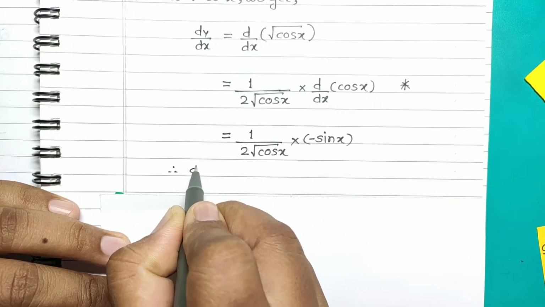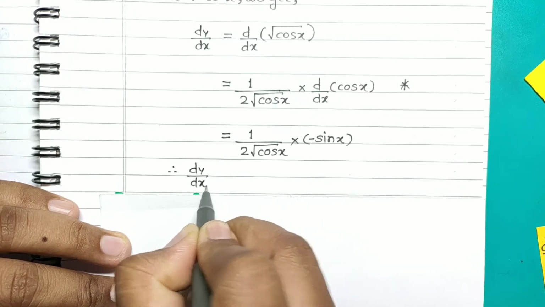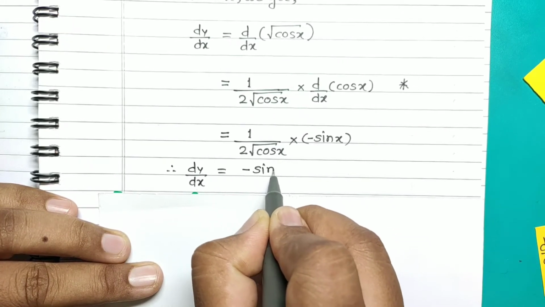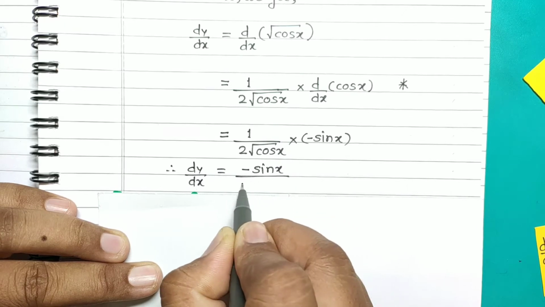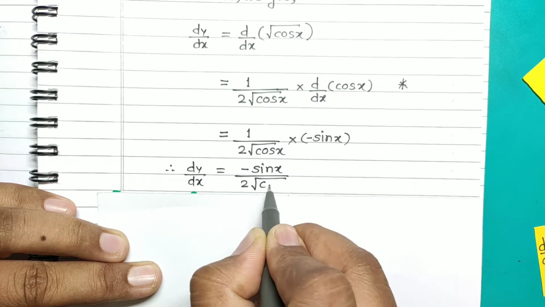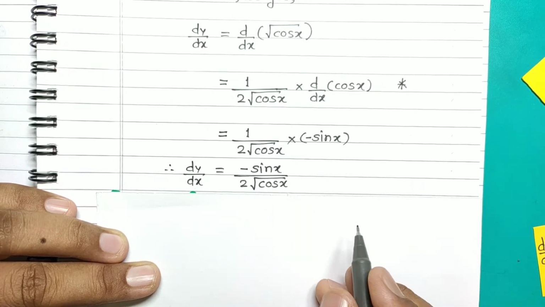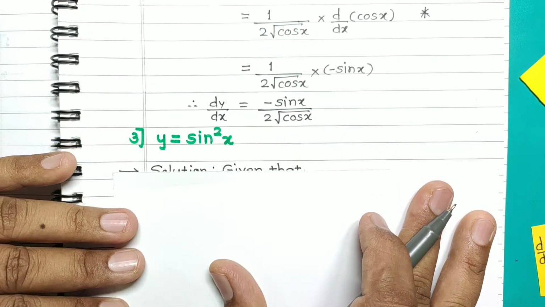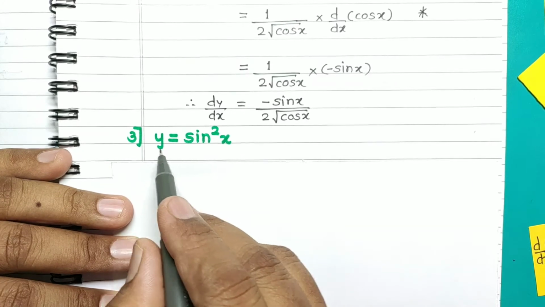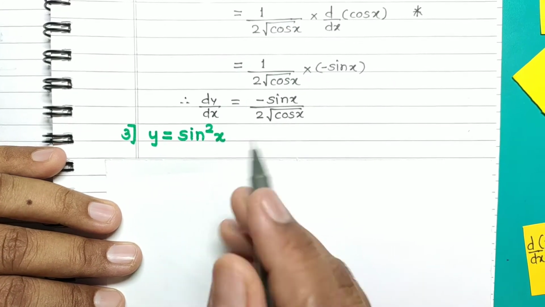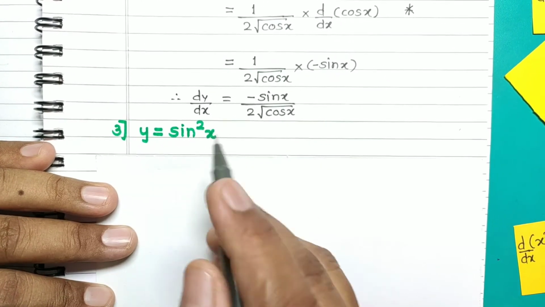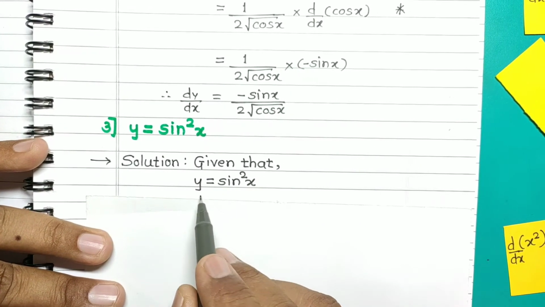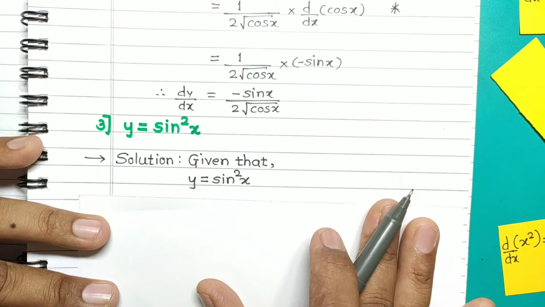Therefore dy by dx is equal to, rearranging the terms, we have minus sin x upon 2 into root of cos x as the required derivative. Now the next function is y is equal to sin square x. We have to find out dy by dx. So in the solution, you write down the given function y is equal to sin square x.